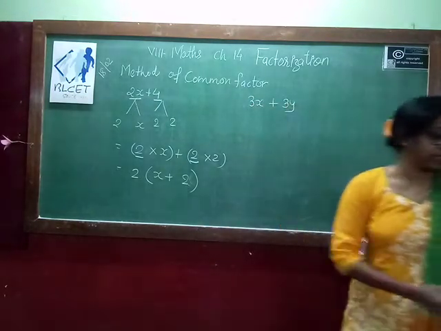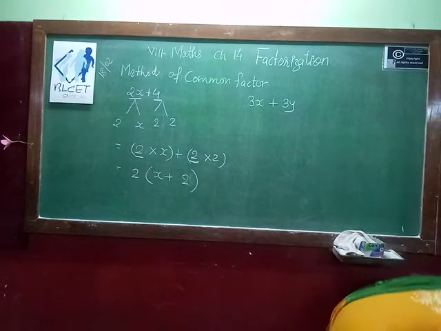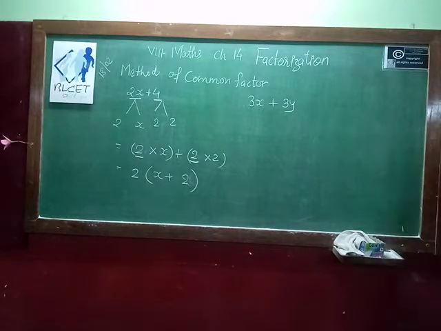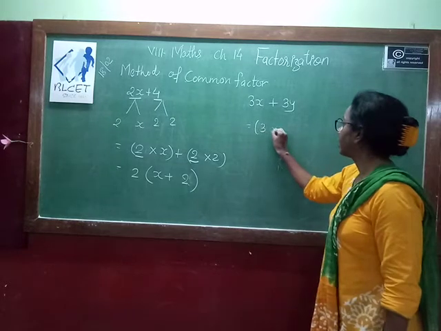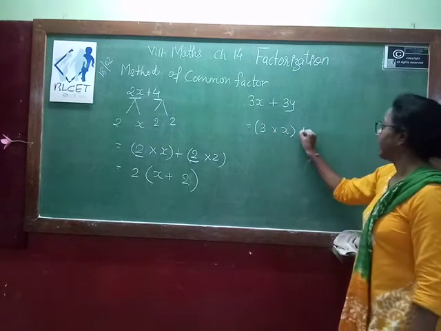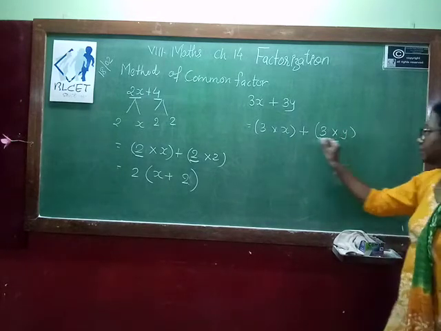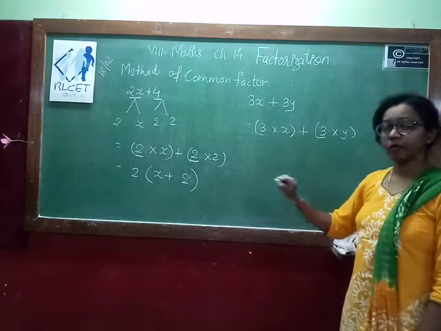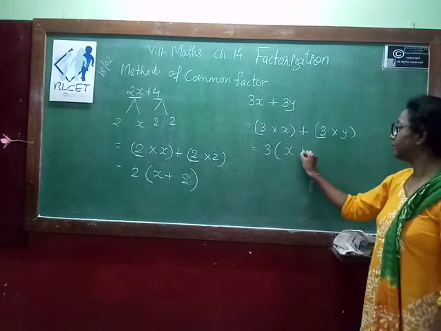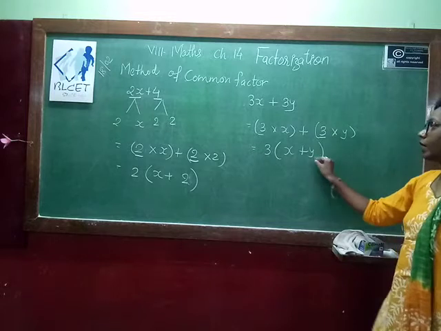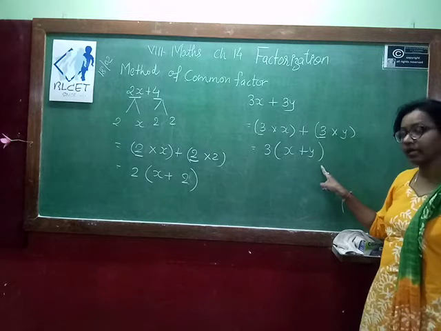Okay, so first we write the factors of 3x and the factors of 3y. The factor of 3x is 3 into x, and the factors of 3y is 3 into y. So 3 is common in both, so what can we write? 3 in bracket, x plus y.